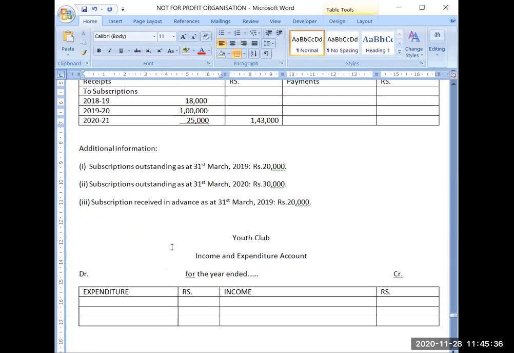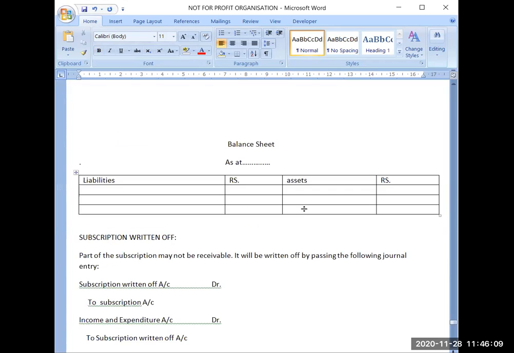Now additional information is given here. Subscription outstanding as at, as on or as at are the same things. So you have to focus on these words. 31st March 20,000. Then this is also written as at 31st March 2020, rupees 30,000. And you have received subscription in advance in the last year, rupees 20,000. So you have to show it in the income and expenditure account and the balance sheet.